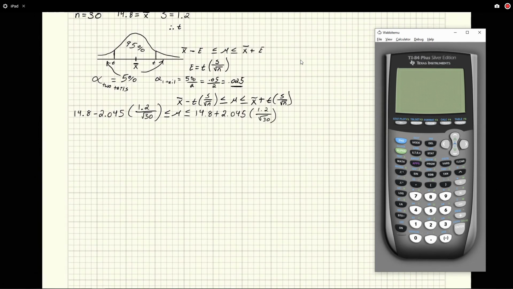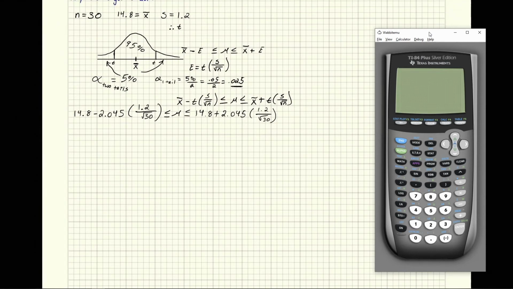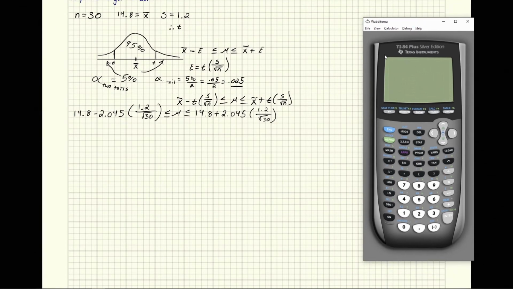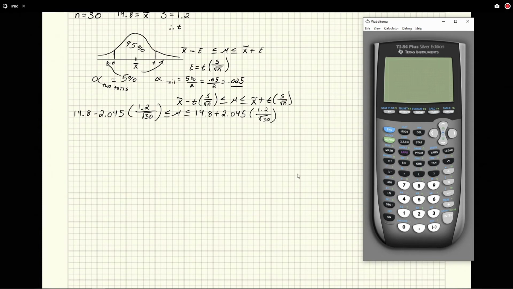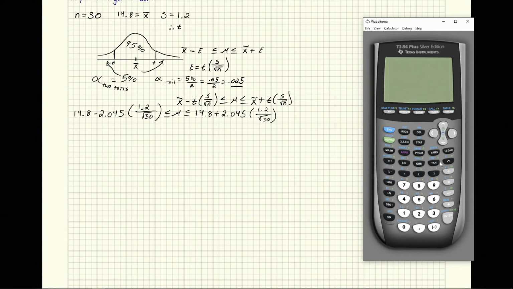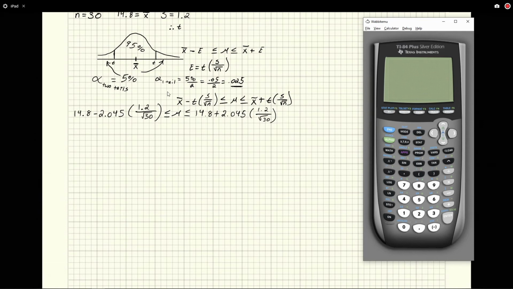When we do this, we're going to get a number. Now, pay attention to this part because I see a lot of people use their calculator in not the most efficient way. If you don't have a calculator that can type proper fractions, then you're going to have to evaluate this in order. You'd have to do the square root of 30 first, then do 1.2 divided by that, and then multiply that by 2.045, and then do 14.8 minus whatever that is. That's just order of operations, assuming you already understand how to do that.